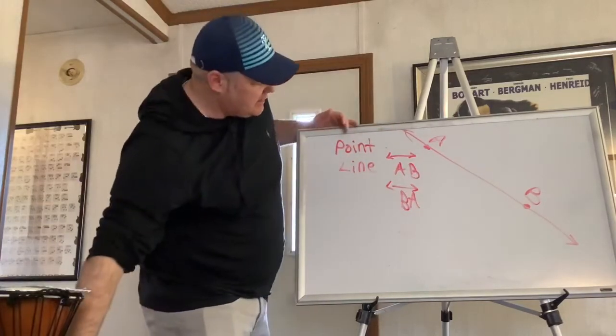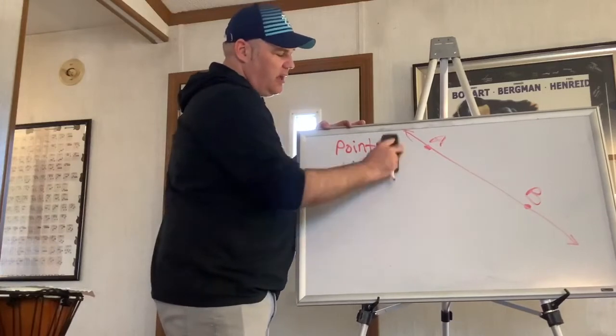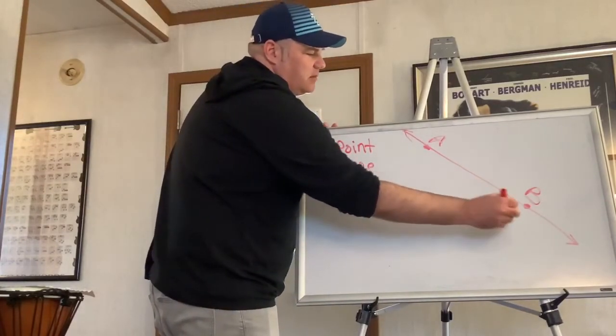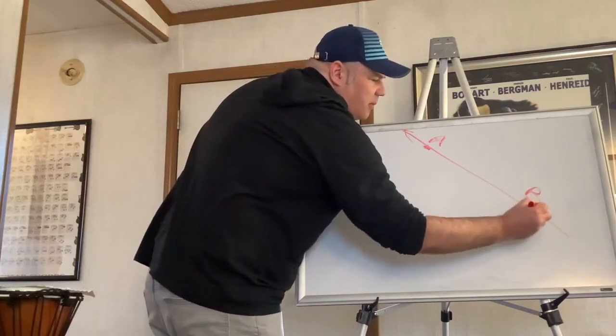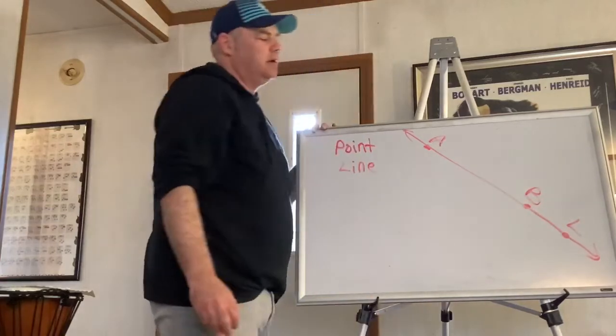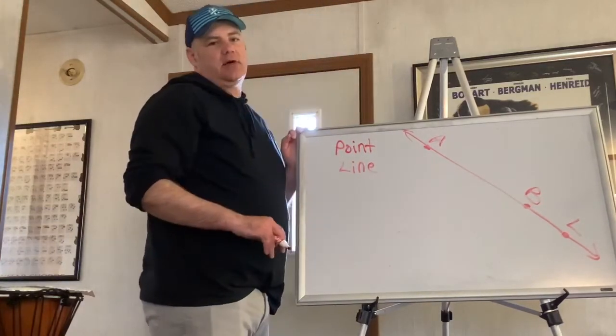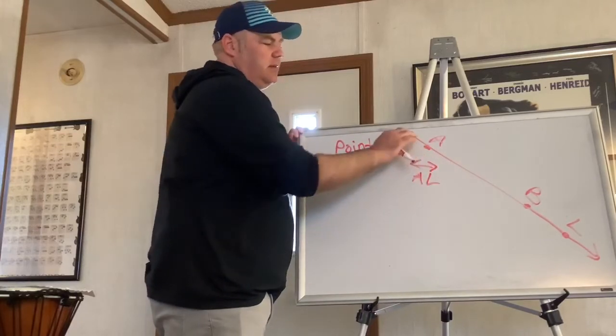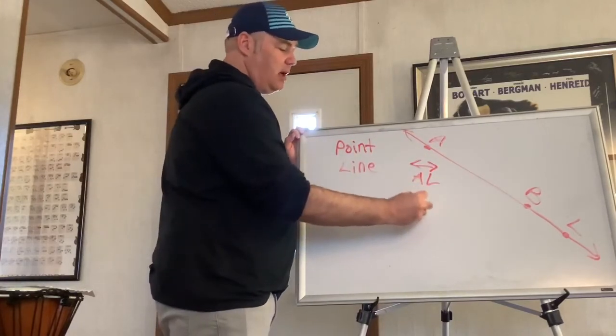I could put, like I said, a third point up there, and let's say I put just even out here another point and call it L. Okay. Well, now I've got several ways I could call this line. I could call it AL. Okay, meaning that line. I could have called it BL.